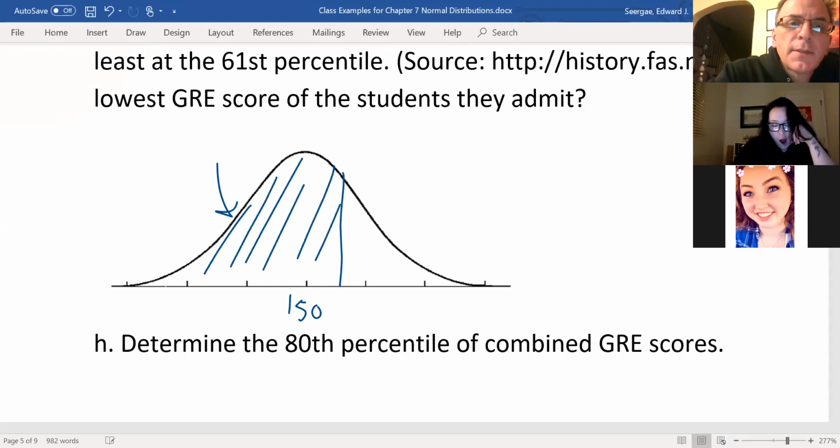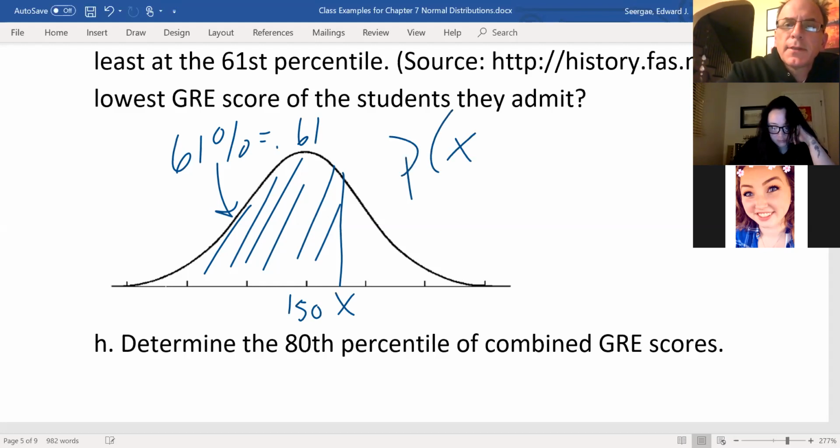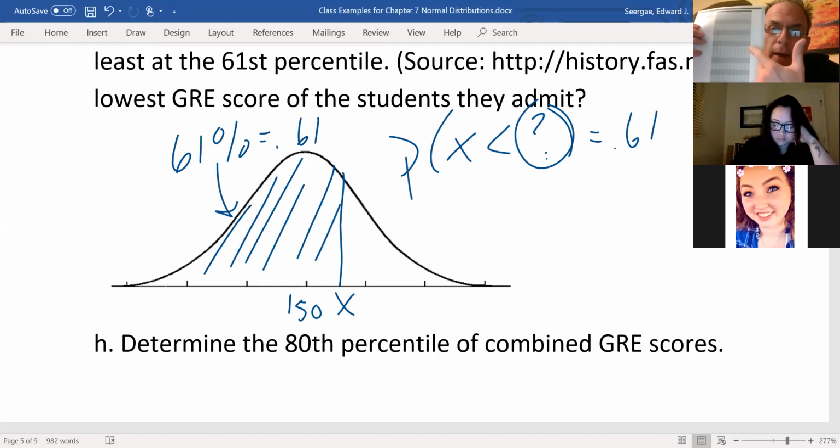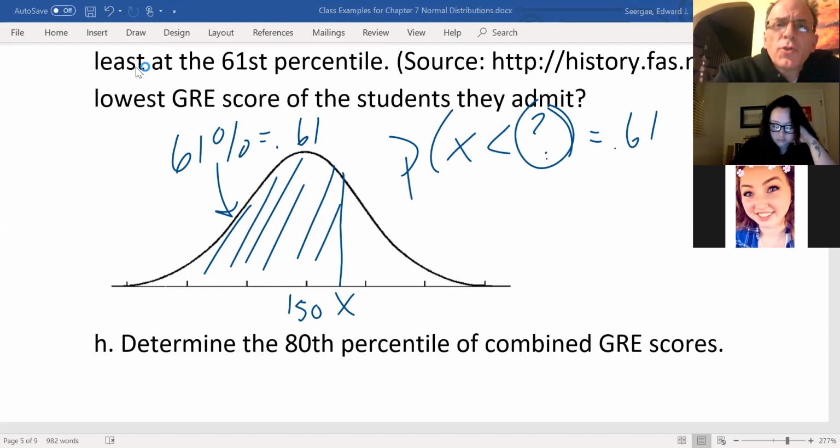Okay, and so we know that this is 61% or 0.61. And we want to find the actual score, which is x. So we want to find the probability that x is less than what value that's going to equal 0.61. So we want to find that value. So we actually want to work backwards, okay? Let me show you first using StatCrunch because it's a little easier using StatCrunch. And then this is a little more complicated, but we'll show you that as well, okay? So let's start with the StatCrunch.